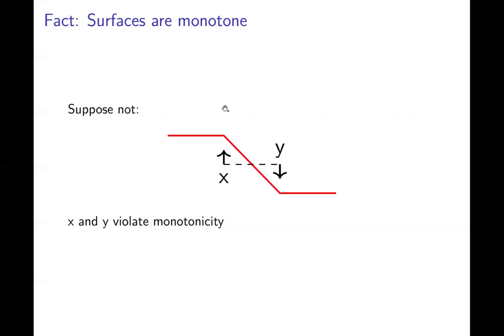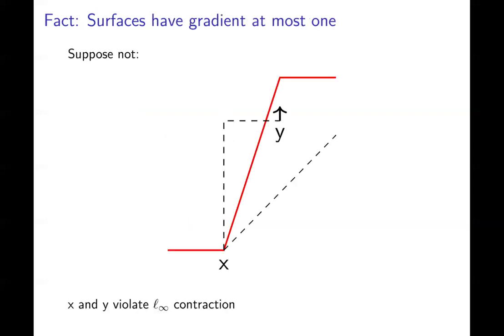Why? Because any point that is along this slice must be pointing towards the unique fixed point, and a similar logic applies to y, therefore y must be pointing down. However, y is higher than x, and f of y is below f of x. This gives us a violation of monotonicity for the function f, and therefore we know that the surfaces have to be monotone if the corresponding function is also monotone.